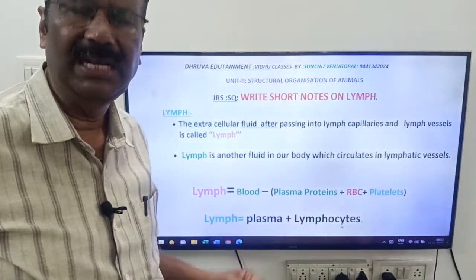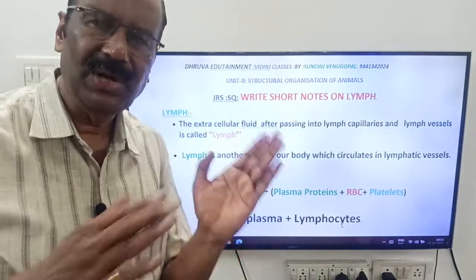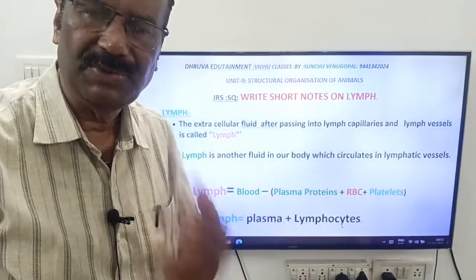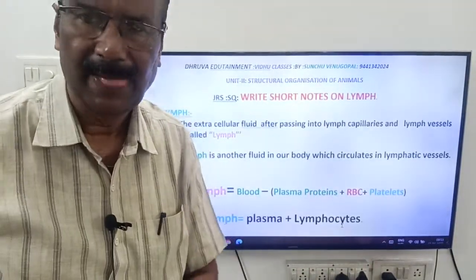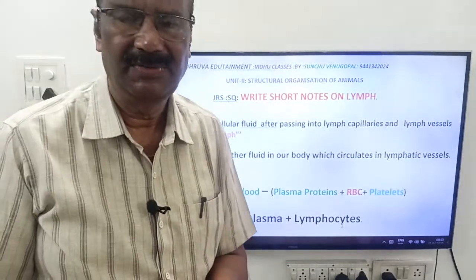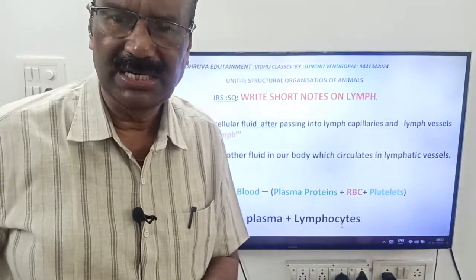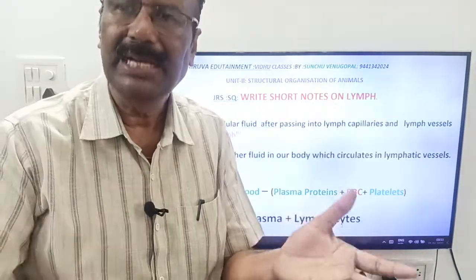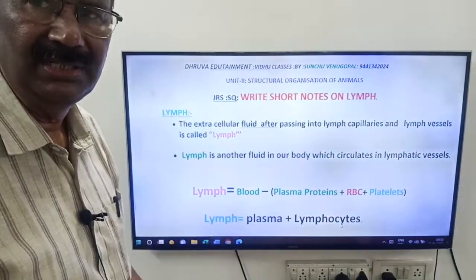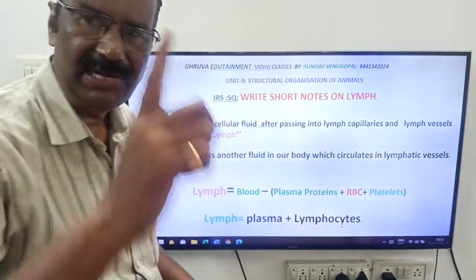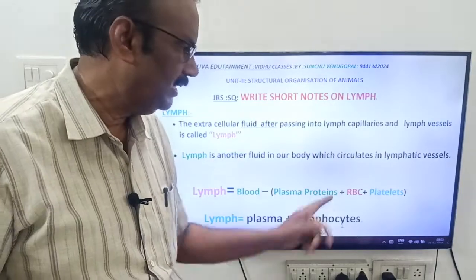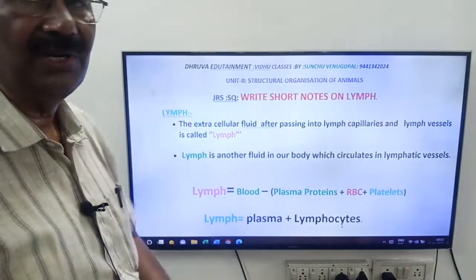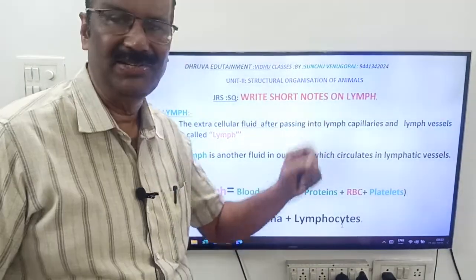This is important, friends. Lymph is a part of the blood. But you have to remove RBC from the blood, plasma proteins from the blood, and platelets from the blood. You take blood in a test tube, friends. For example, you remove RBC, red blood cells. Then you remove platelets, then you remove plasma proteins. The remaining part is called what, friends? Lymph. So blood minus red blood cells, plasma proteins and platelets is called lymph. Or lymph is equal to plasma plus lymphocytes.